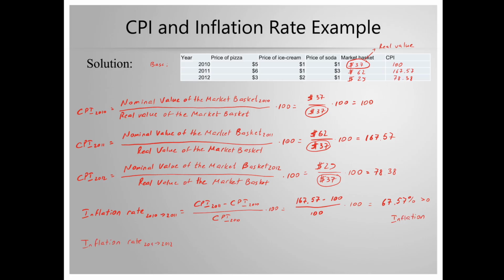What about the inflation rate from 2011 to 2012? That is CPI in 2012 minus CPI in 2011 divided by CPI in 2011 times 100, which is going to be 78.38 minus 167.57 divided by 167.57 times 100. It is equal to minus 52.62%. Because this is a negative number, we say that this is deflation.